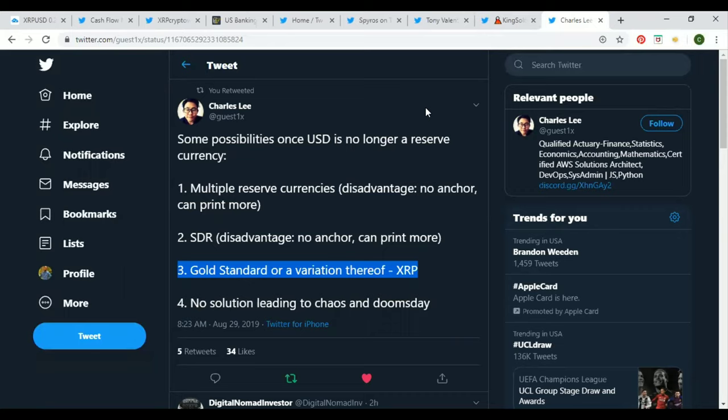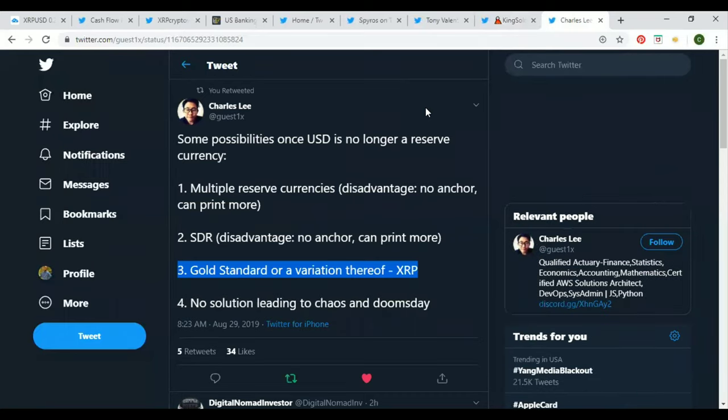So XRP is doing a lot. Ripple is doing a lot on a global level. And anything that causes global change, you have to look at very carefully, and you have to look at it with a lot of seriousness, because it could impact you almost instantly.